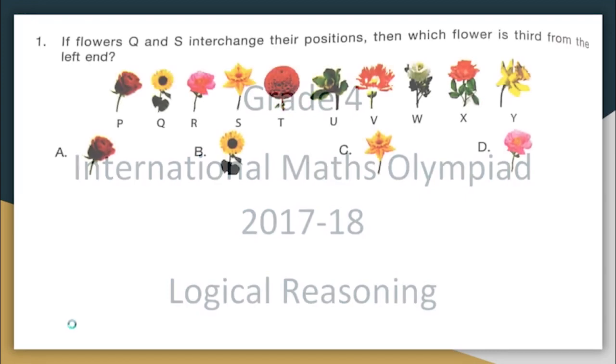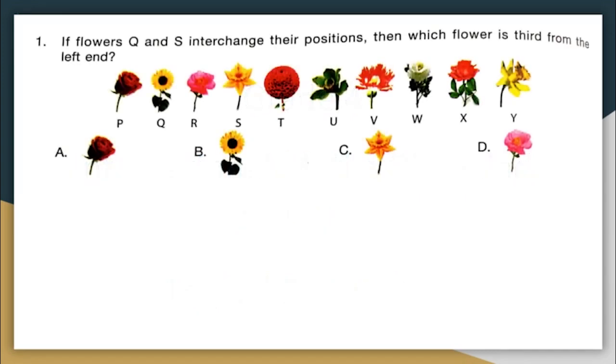What is given here? If flowers Q and S interchange their positions, then which flower is third from the left end? So what is happening? This Q and S, they are interchanging their positions. So the place where Q is there, now S is coming. Similarly, the place where S is there, now Q is coming. So basically this sunflower will go here, and whatever this yellow flower is, that will come here. Now when this happens, they are asking which flower is third from the left end.